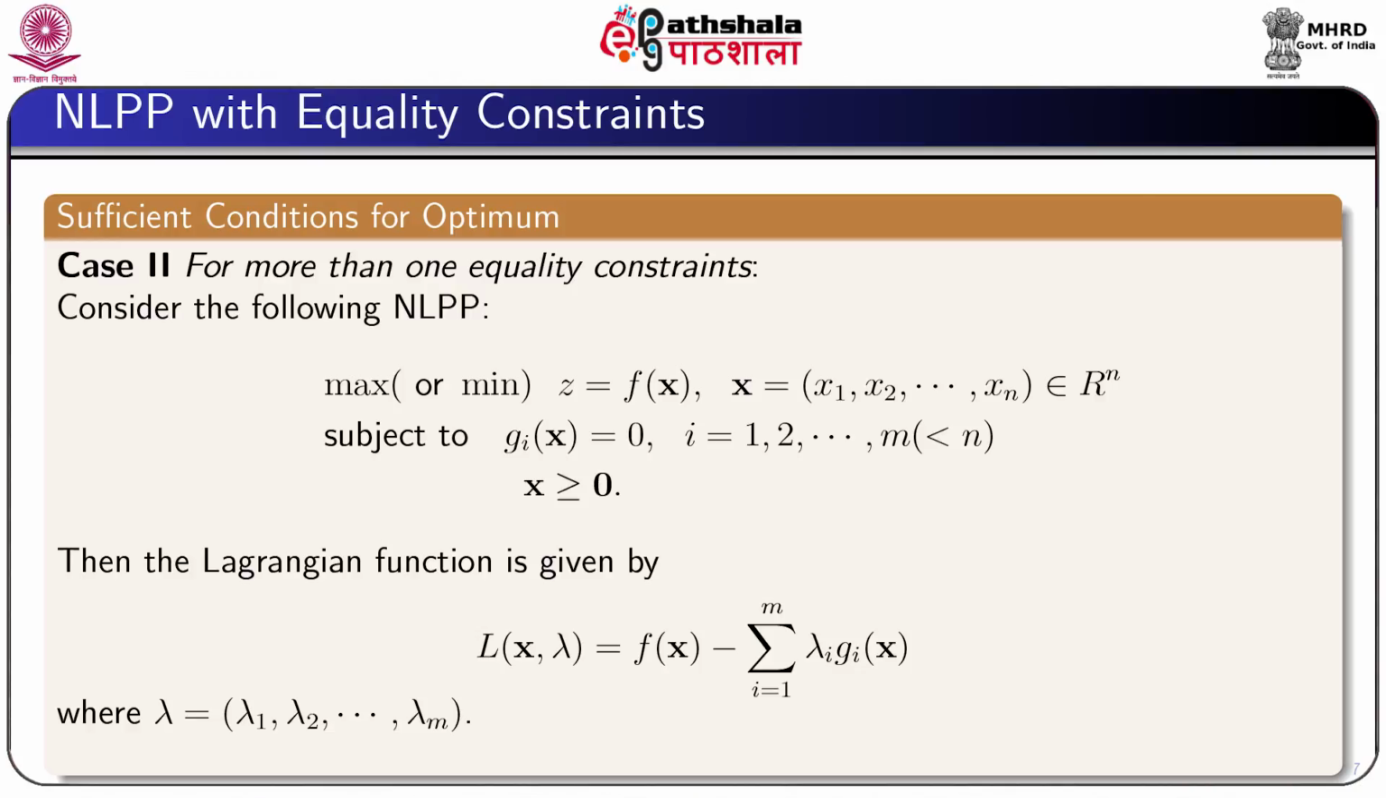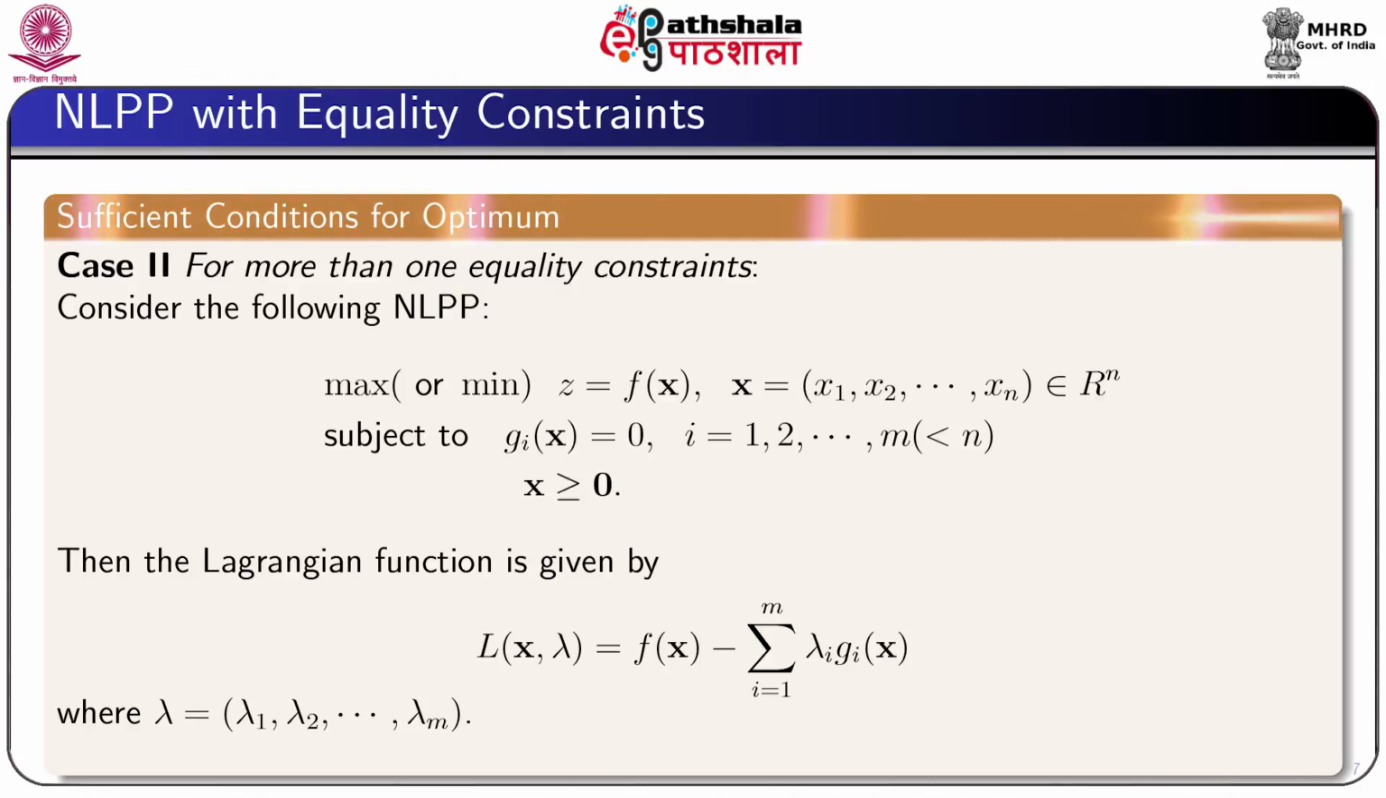Case 2. In this case, we consider more than one equality constraint. Consider the following NLPP: maximize or minimize z equal to f(x), where x belongs to R^n, subject to the constraints g_i(x) equal to 0 for i equal to 1 up to m, and x greater than or equal to 0.